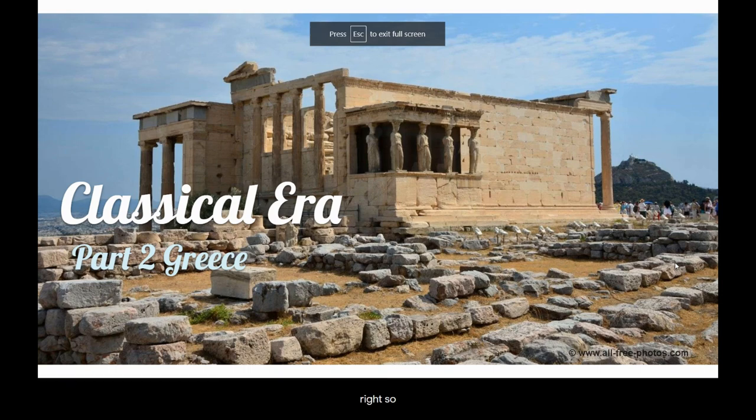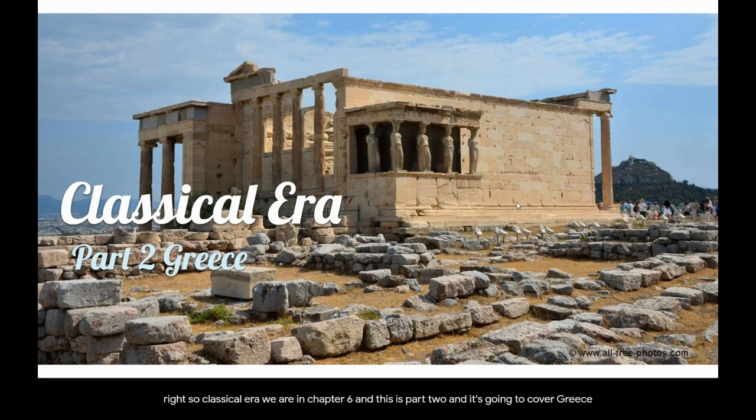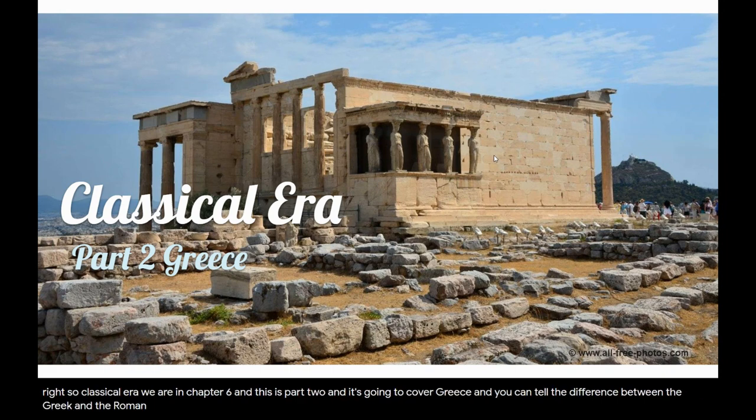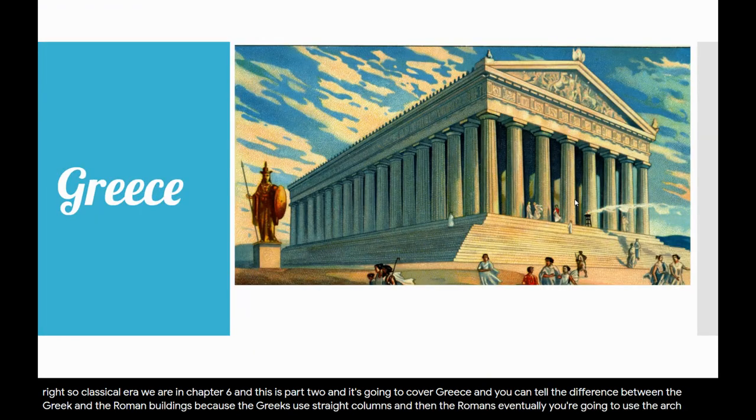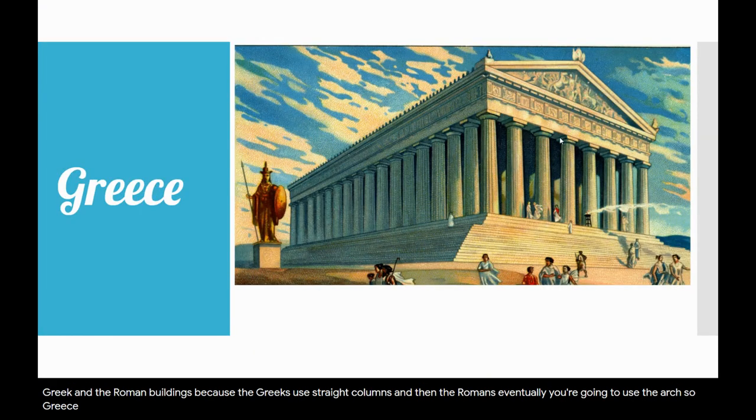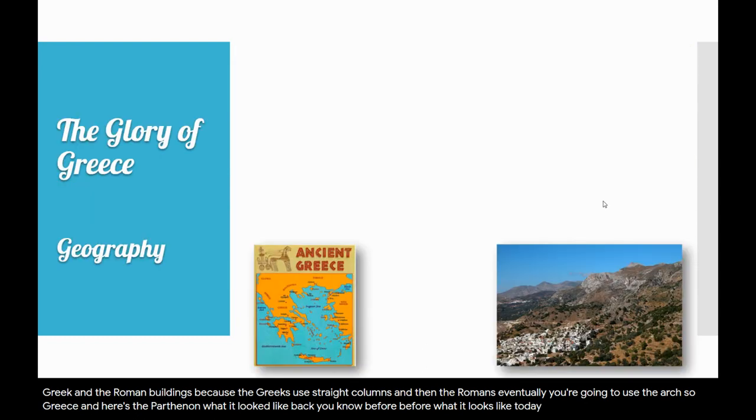All right, so classical era, we are in chapter 6, and this is part 2, and it's going to cover Greece. And you can tell the difference between the Greek and the Roman buildings because the Greeks use straight columns, and then the Romans eventually are going to use the arch. So Greece, and here's the Parthenon, what it looked like back then, before what it looks like today.